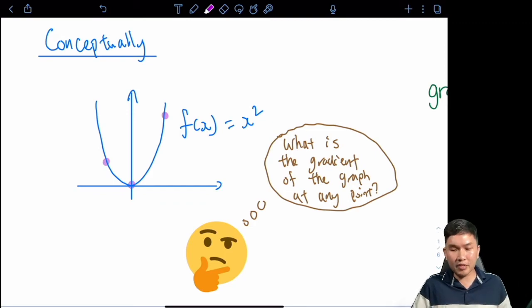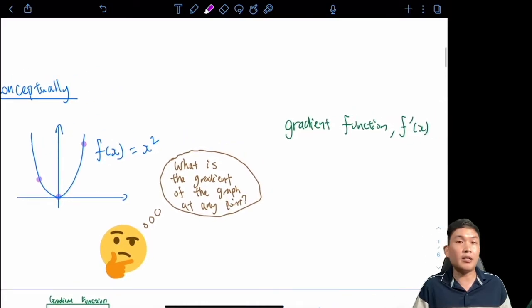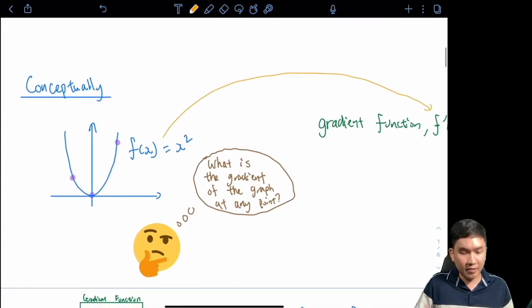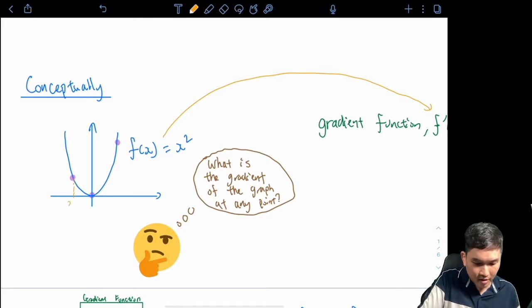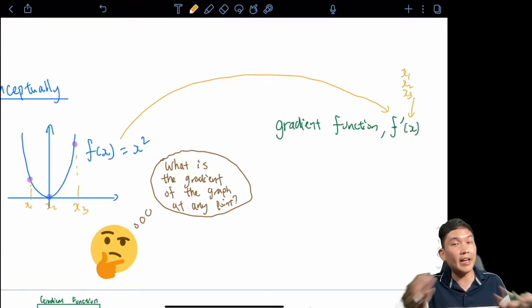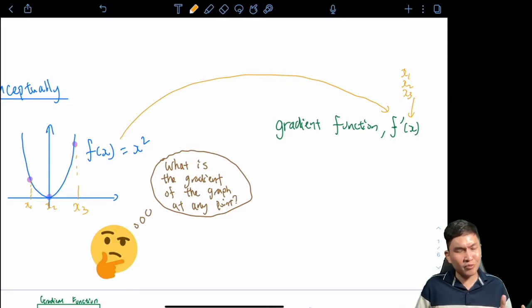But if you know the first principles of differentiation, we have a much better alternative. When you apply the first principles, what you're doing is creating a brand new function, what we call the gradient function. Let me just write this down. Say this is x1, this is x2, and this is x3. All you need to do is substitute x1, x2, and x3 into your gradient function, and you get the gradient of all those 3 points. Sounds good?